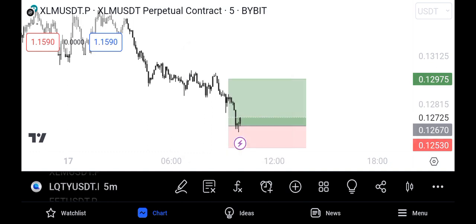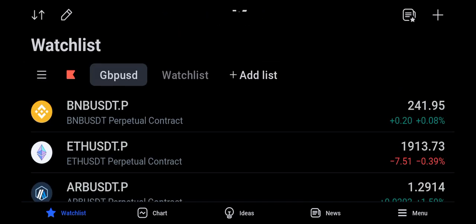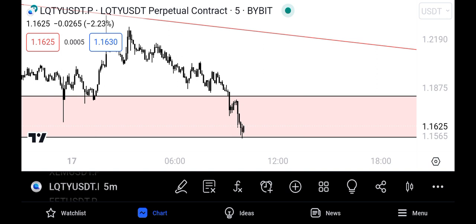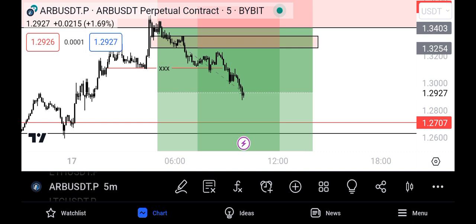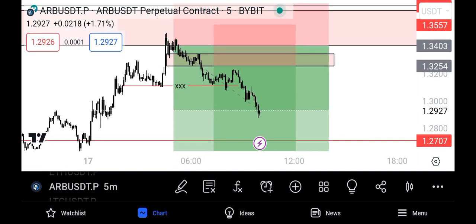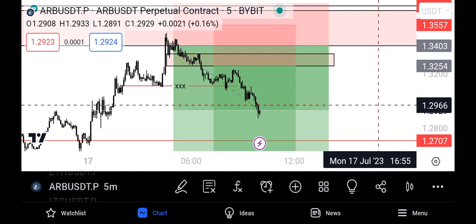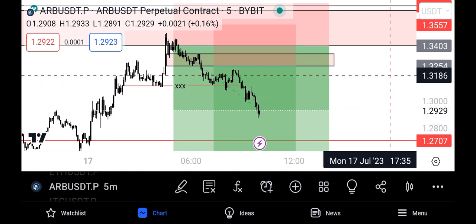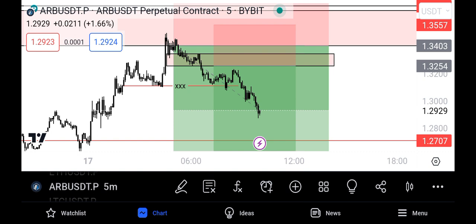Today on the group, I dropped two trades, ARB, which should be in profits, and also dropped a re-entry. I dropped a re-entry here, assuming we are going to come back, a little retracement after this support here, before going down. So this is how it works.